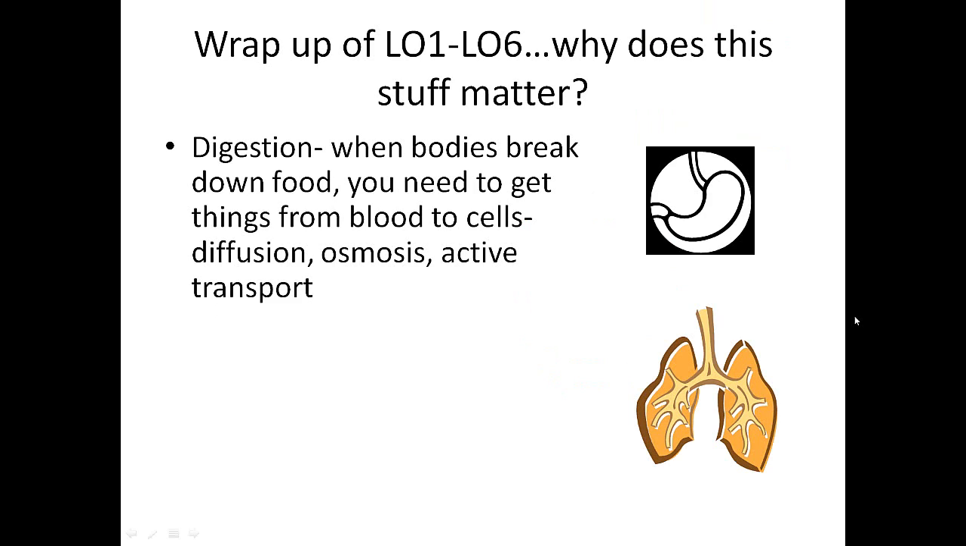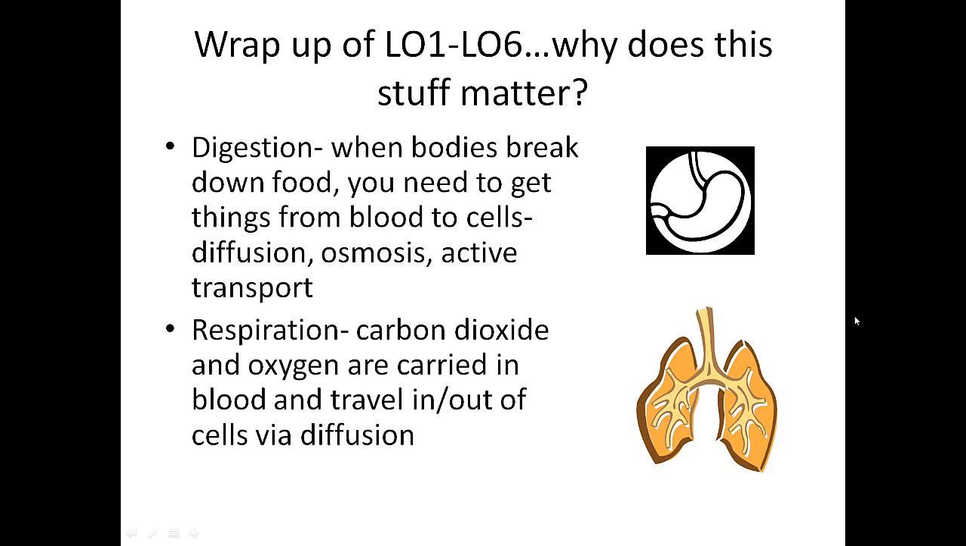Why is all this stuff important? Why do we care about transport? Well, transport's happening in your cells all the time in a variety of ways, and it's what's keeping you alive right now. So for example, in digestion, you eat lunch, your body's going to break down that food into amino acids, into nucleotides, into glucose, and you need to get all that stuff from your blood to your cells. And it's going to diffuse in and out of your cells from high to low concentration. Water's going to move through osmosis, certain things will go through active transport, just to get where it needs to go.